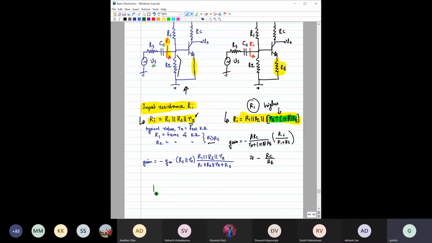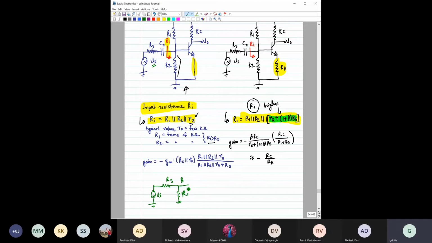See, if we draw the equivalent circuit from this input side, an AC equivalent circuit, then it is VS, then it is RS, right? Then it is this RI, right? This is the input side, right? This is the base terminal, right?